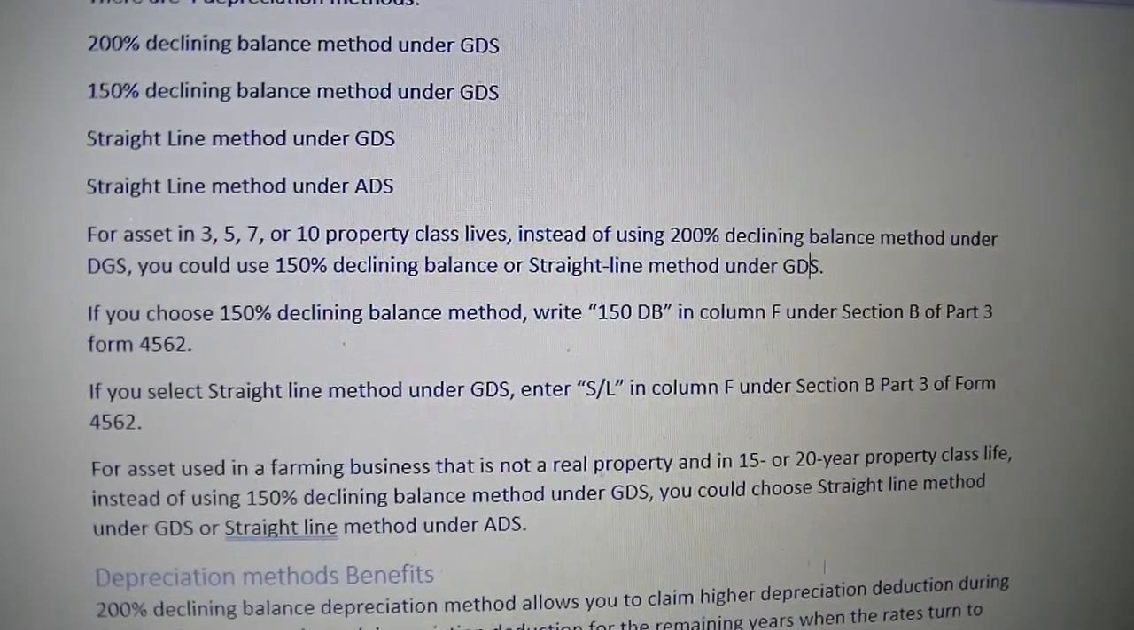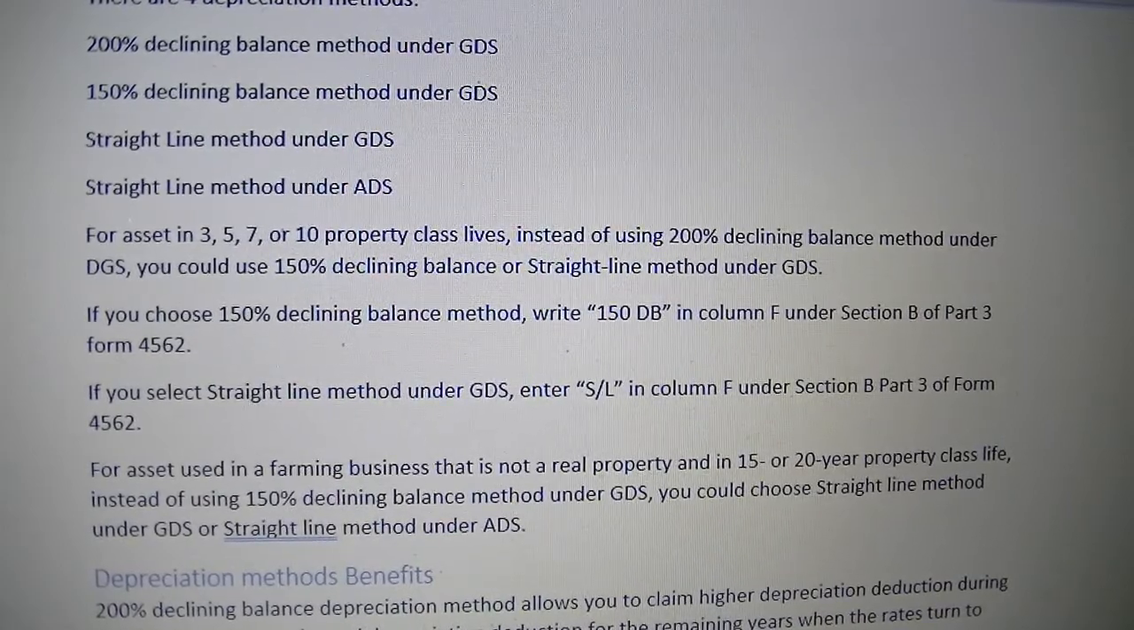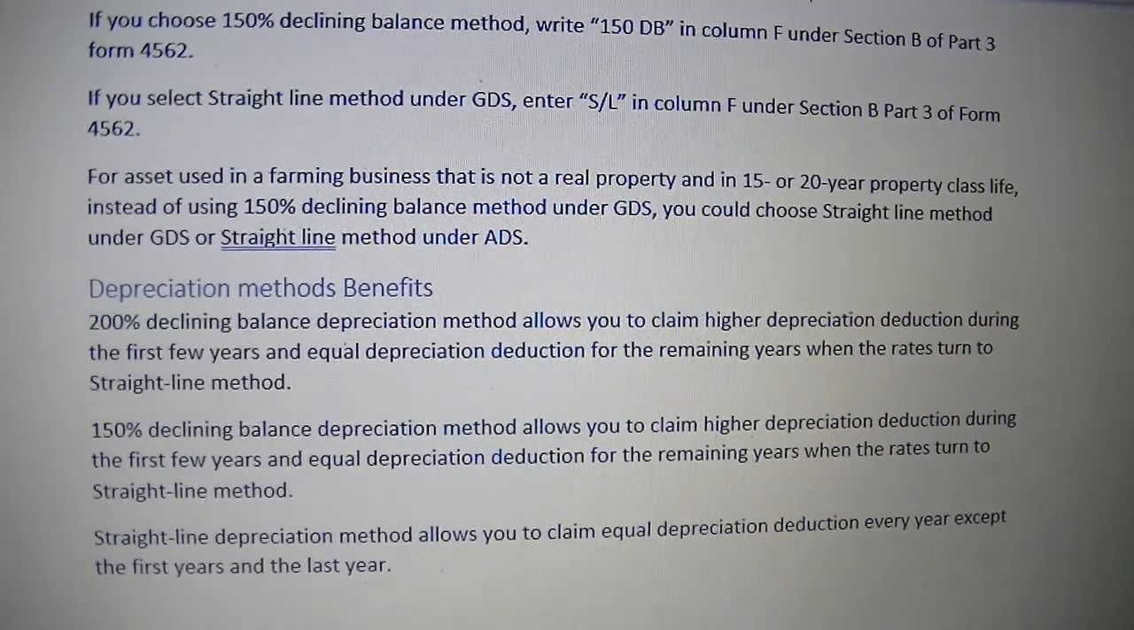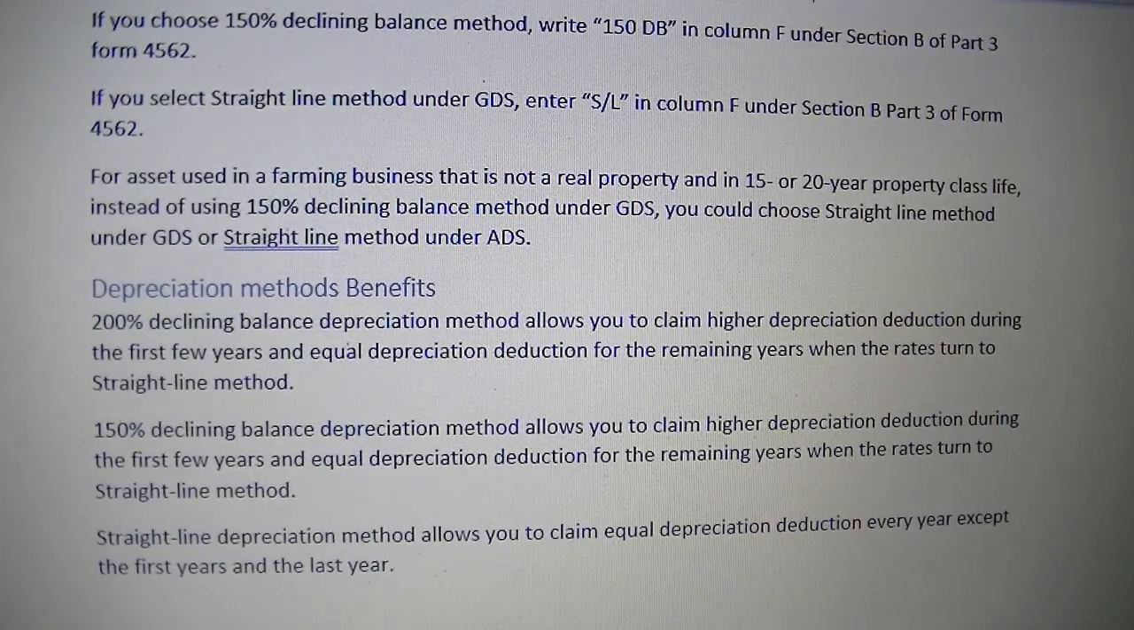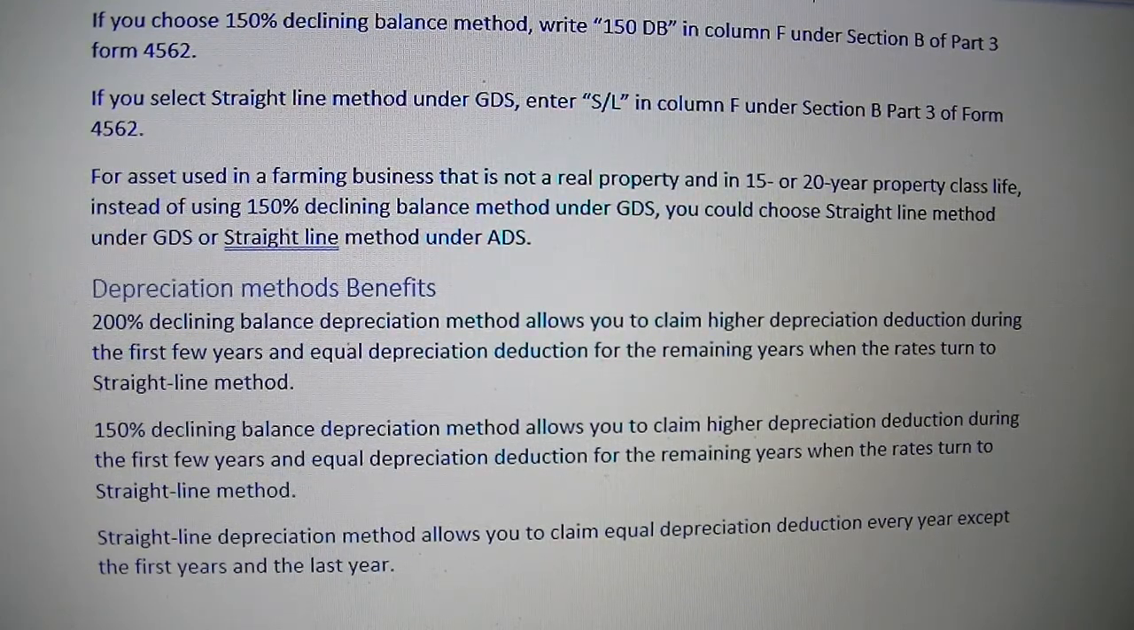So what is the benefit of each one of those depreciation methods? The 200% declining balance depreciation method allows you to claim a higher depreciation deduction during the first few years, and then for the remaining years it will turn into a straight line method and you'll take an equal deduction. The 150% declining balance method allows you to claim a higher depreciation deduction as well during the first few years, but the deduction will be a little bit lower than the 200% declining balance. And then for the remaining years, the rate will turn into a straight line method.